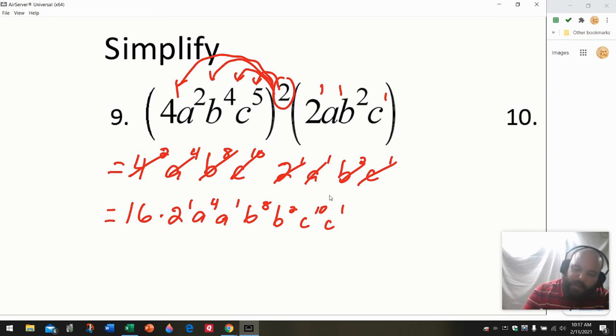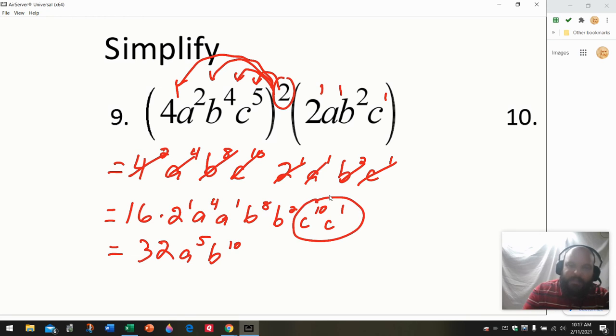So the last thing to do is combine our like terms. We have 16 times 2, which is going to be 32. And then remember, when you have two bases that are the same and they're multiplying, you add their powers. So I'm going to add the a to the fourth and the a to the first, and it becomes a to the fifth power. Same with the b's. I have b to the eighth and b to the second. Those are going to add up and become b to the 10th. And then the last one, I have c to the 10th and c to the first. Those become c to the 11th power. So now we have our final expression with everything condensed down as far as it can go.